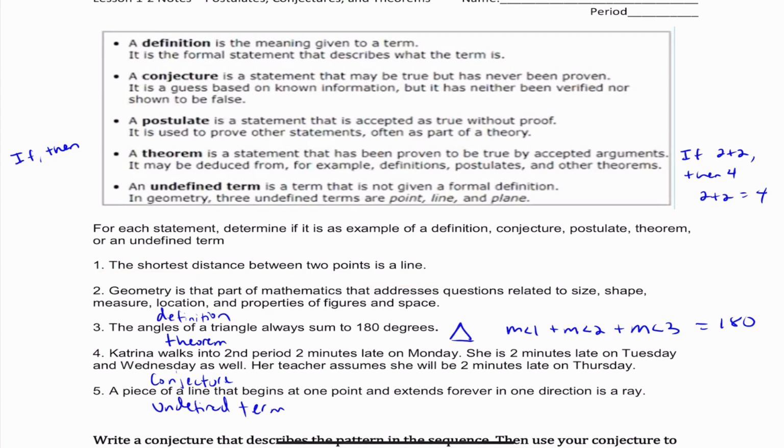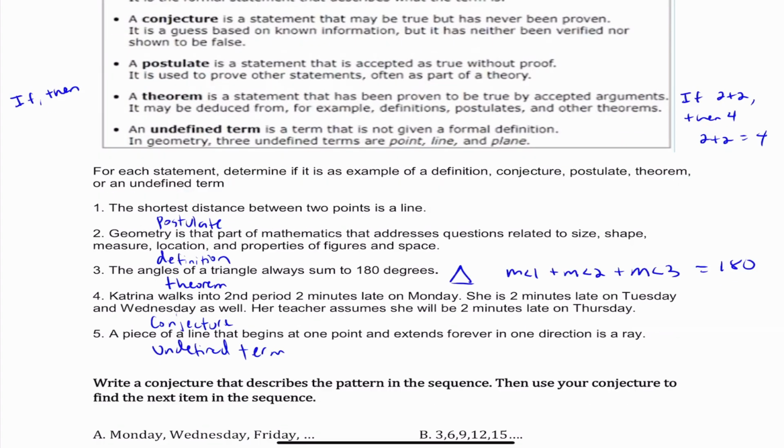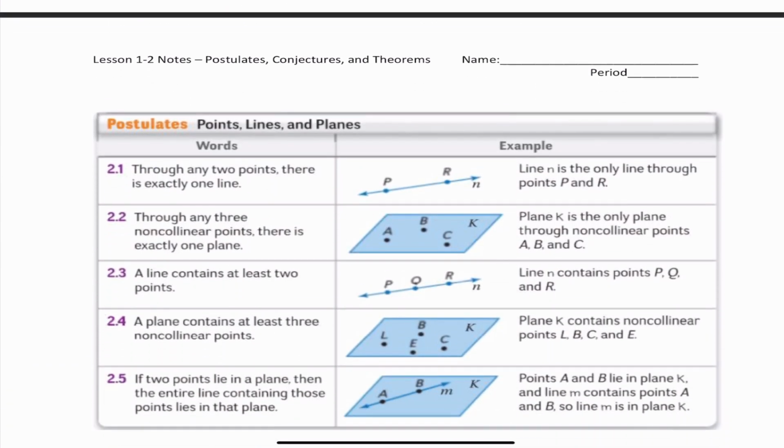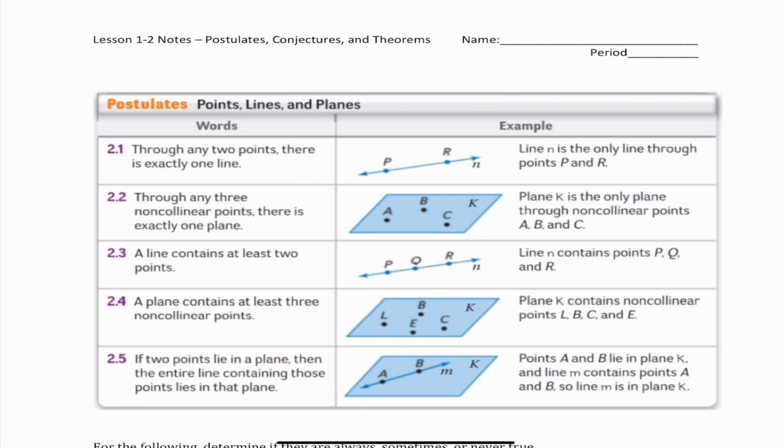And then over here, number 1, we're left with this last one. That's going to be postulate. Now, a postulate is a statement that is accepted as true without proof. It is used to prove other statements, often as part of a theory. So if you're given a statement, we're just going to accept it as true, okay? And these over here, if I scroll down, are examples of postulates.